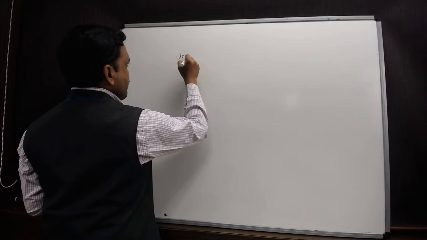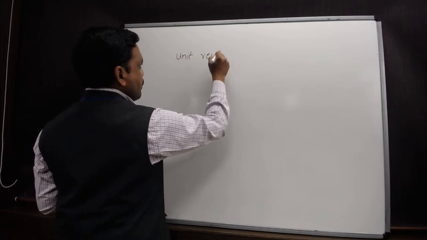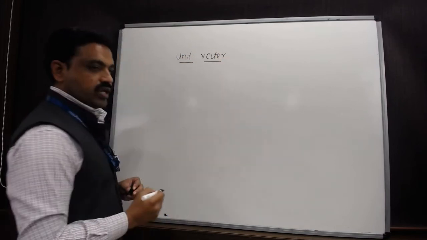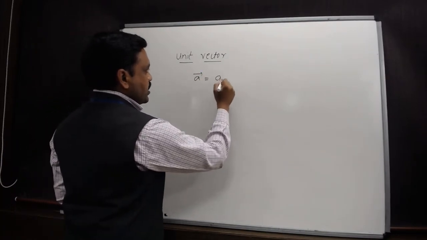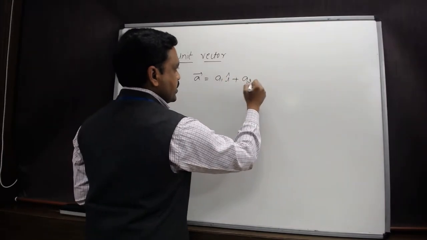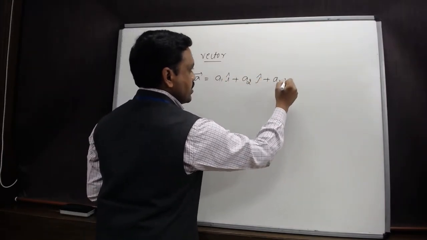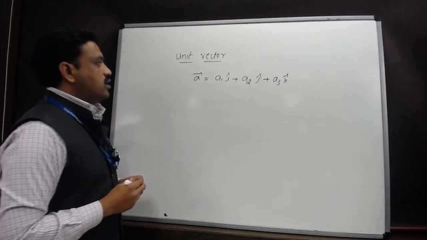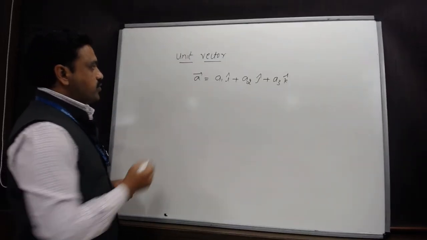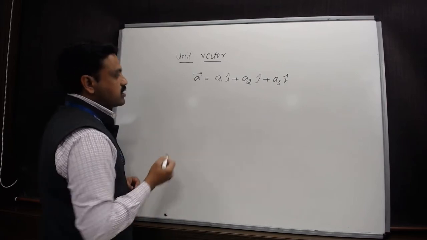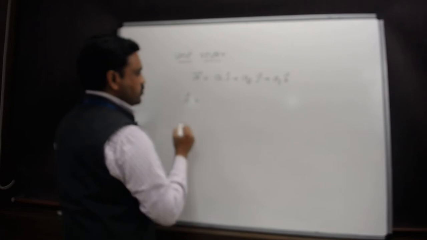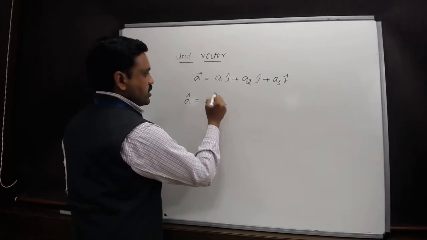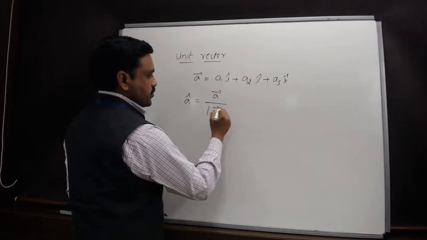Now the basic definition of unit vector. Let us consider a vector A, A is equal to a1 i cap plus a2 j cap plus a3 k cap. You take any vector. I want to calculate the unit vector. The unit vector of a vector is denoted as a cap and is given by a cap is equal to vector a divided by its magnitude.